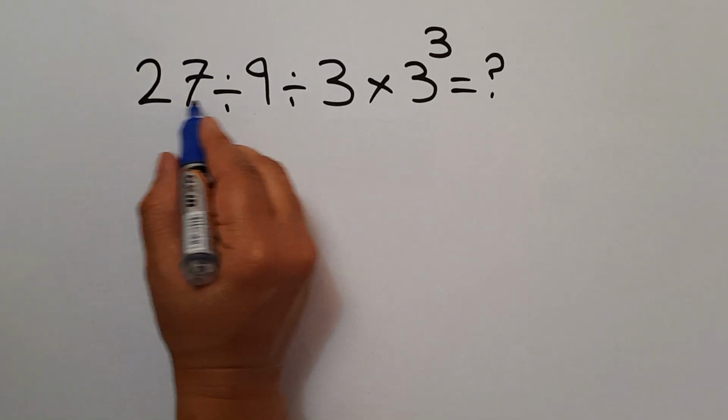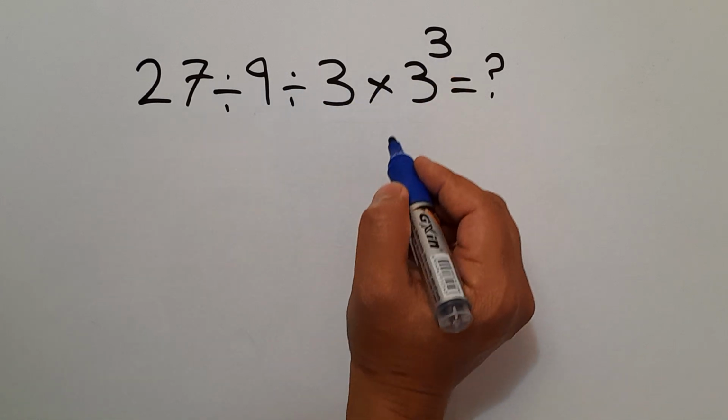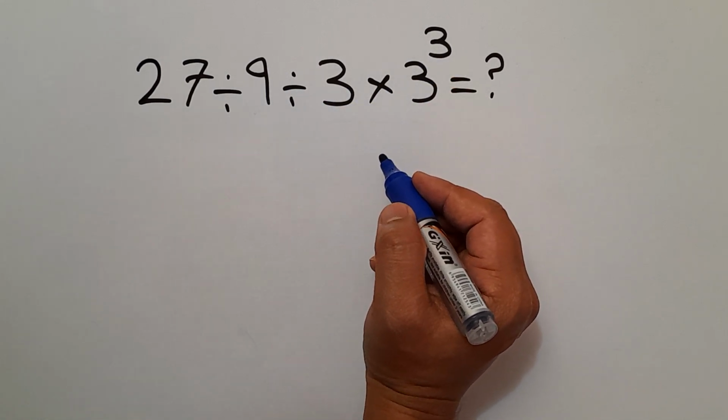In this video we want to find the value of this expression: 27 divided by 9 divided by 3 then times 3 cubed. Are you ready to solve? Let's go and get started.